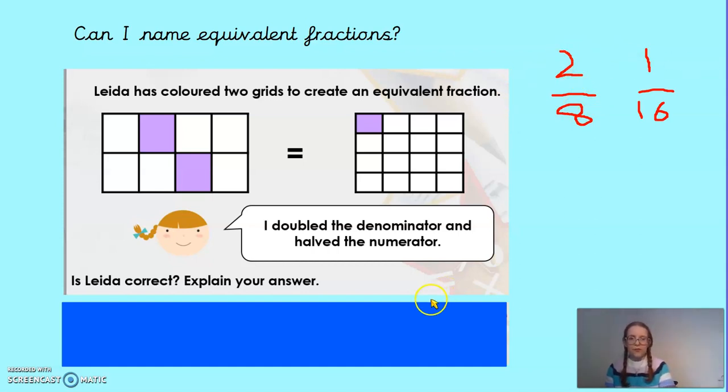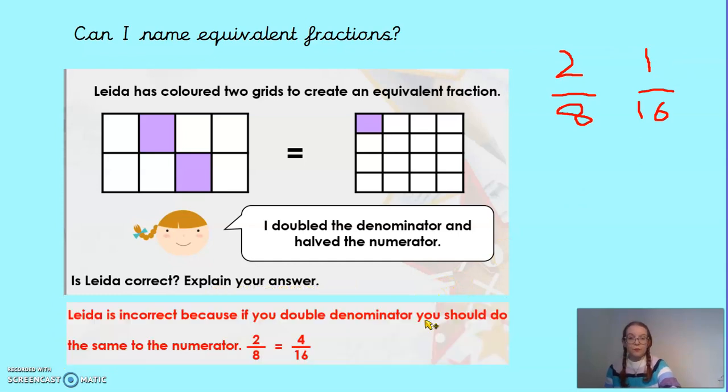Let's have a look at the explanation under here and see if it matched your own. Lida is incorrect because if you double the denominator, you should do the same to the numerator. So 2/8 here becomes 4/16. I hope you got that one.